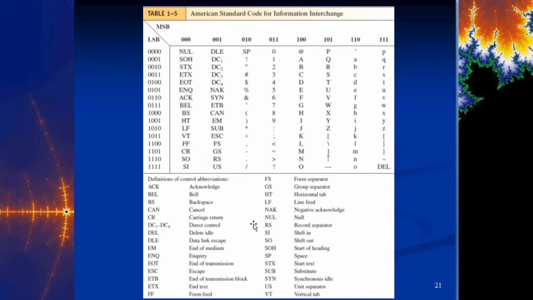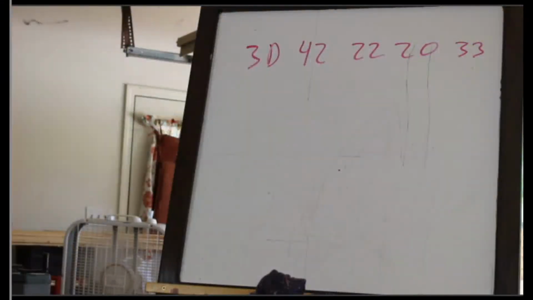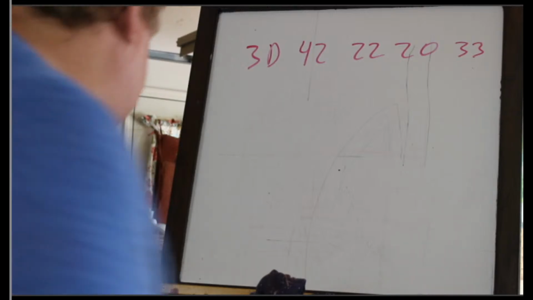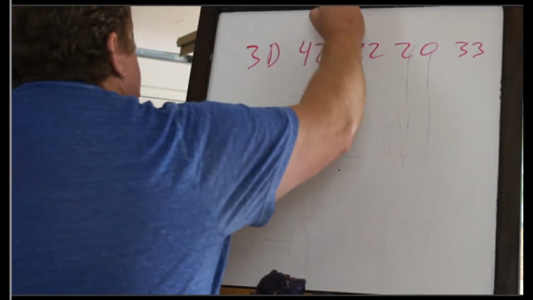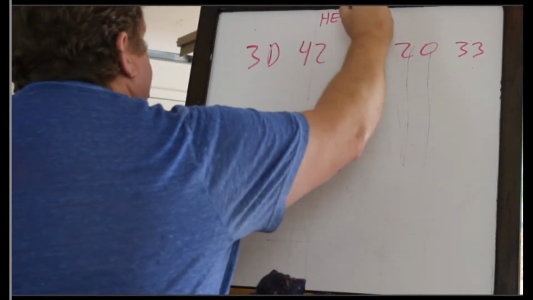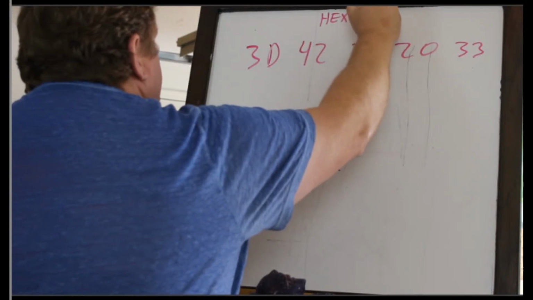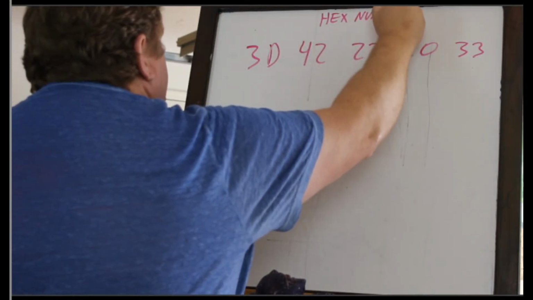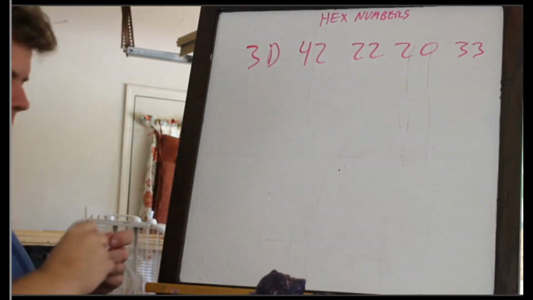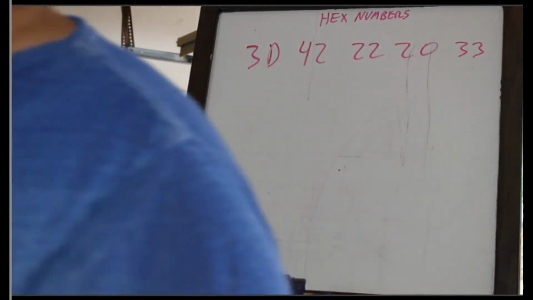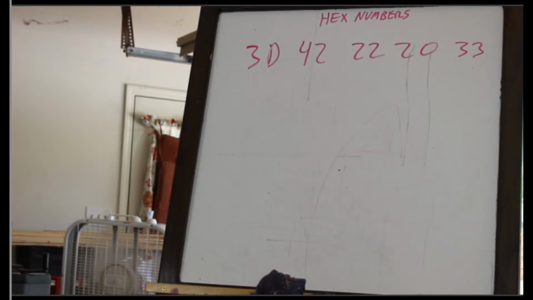Okay, so here we go. We've got 3D 42 22 03 33. Those are all hex numbers. So using the ASCII chart, what does that message convert to?